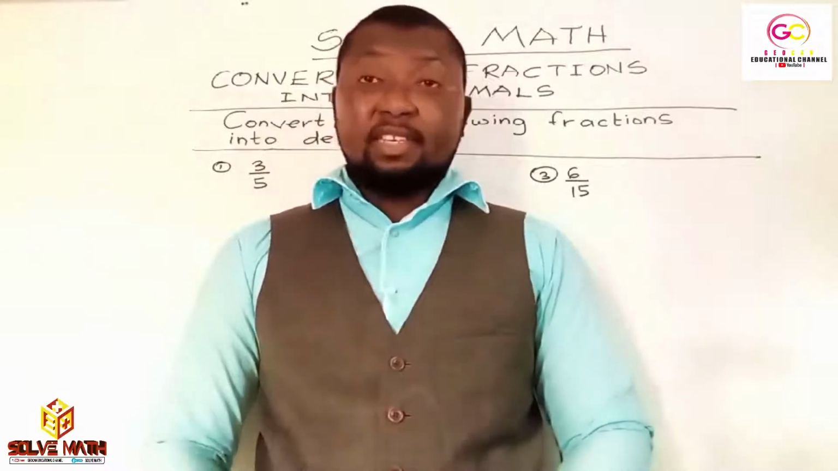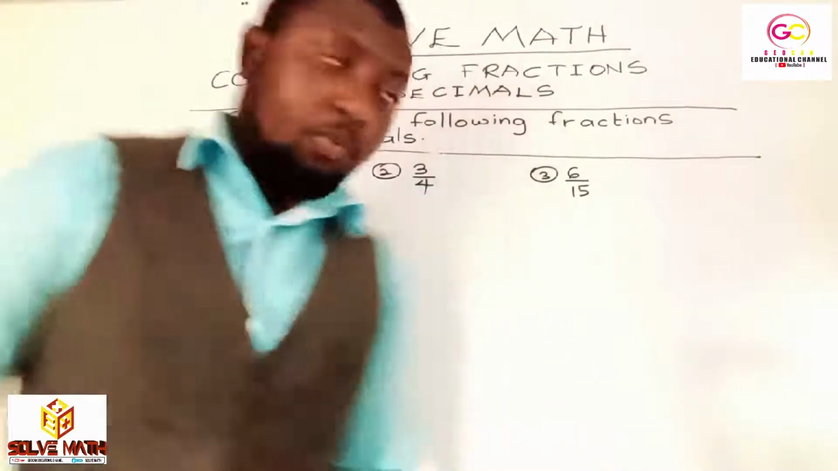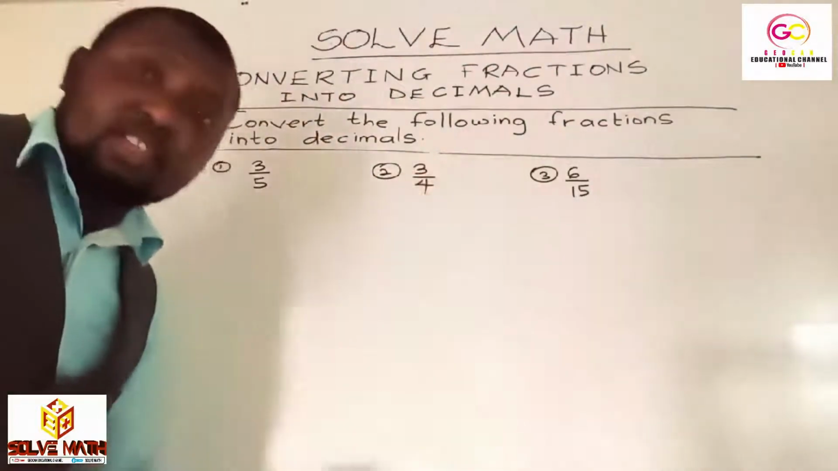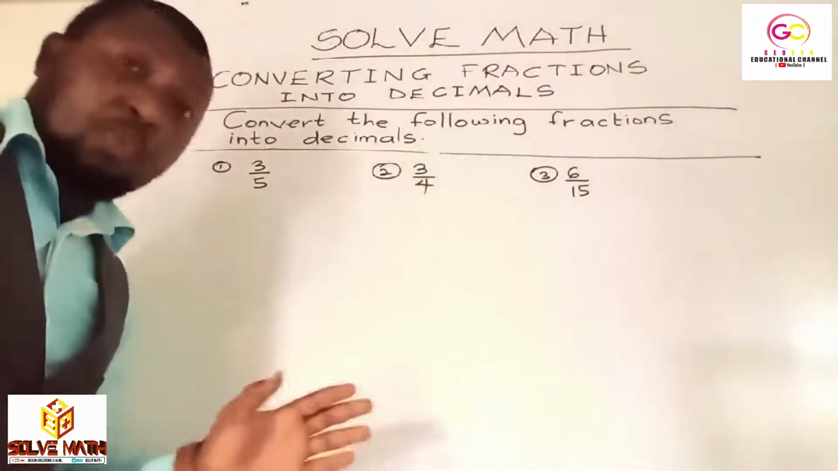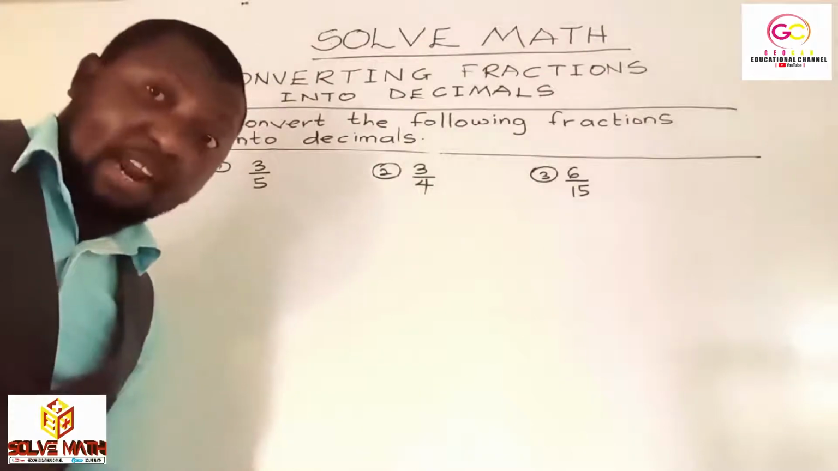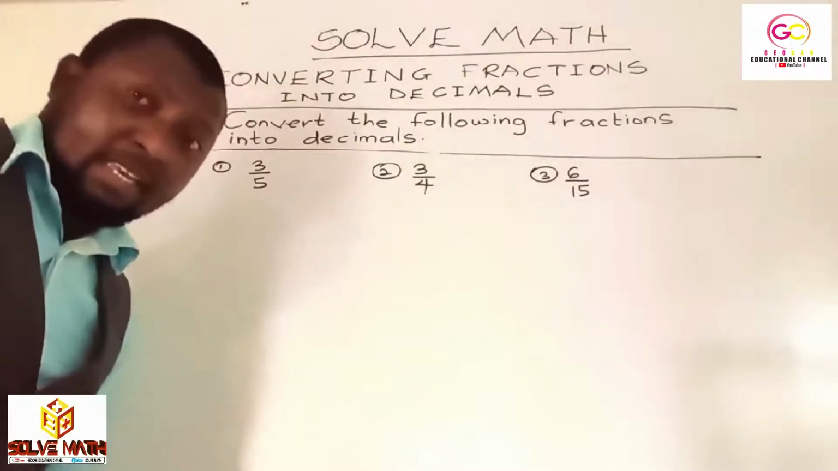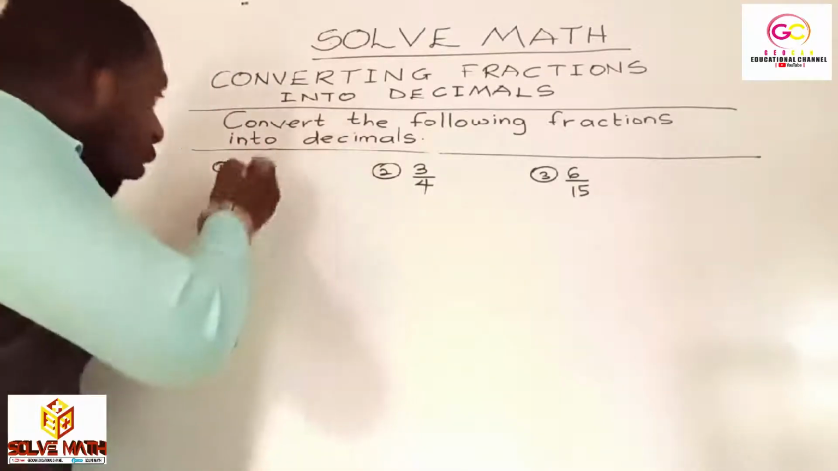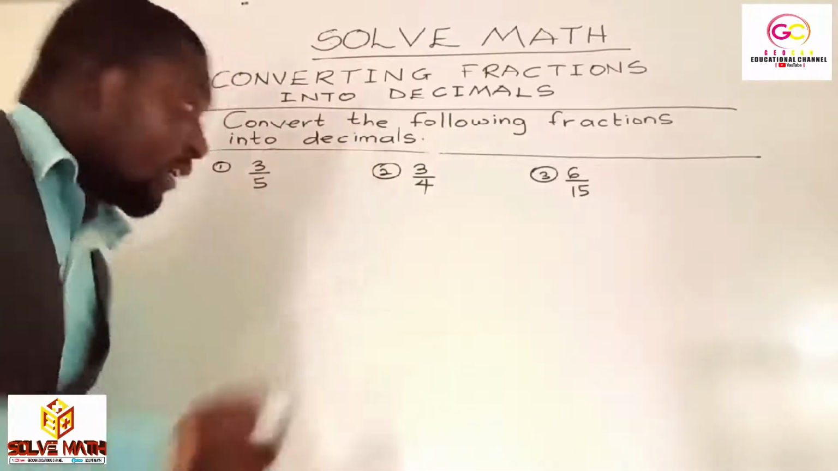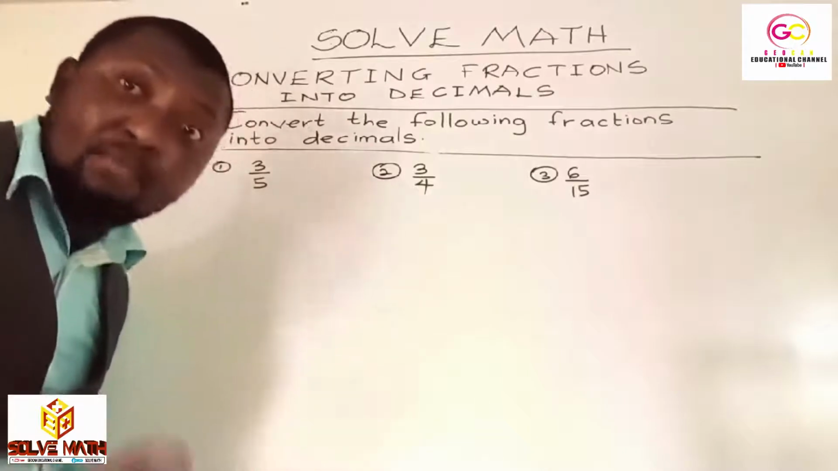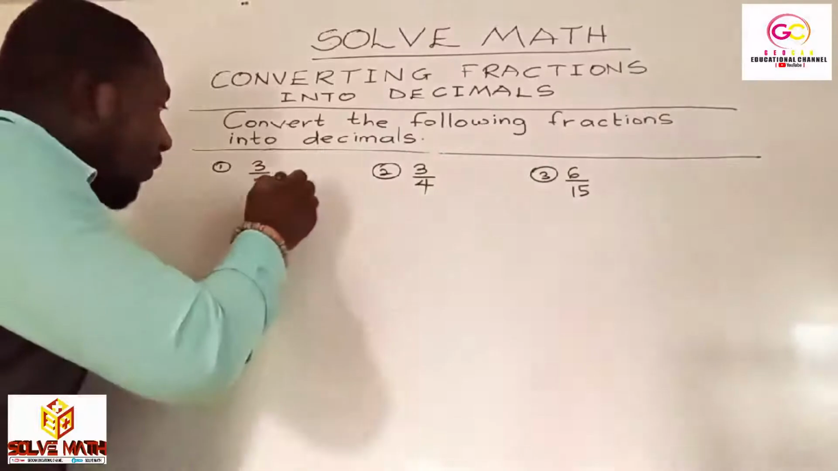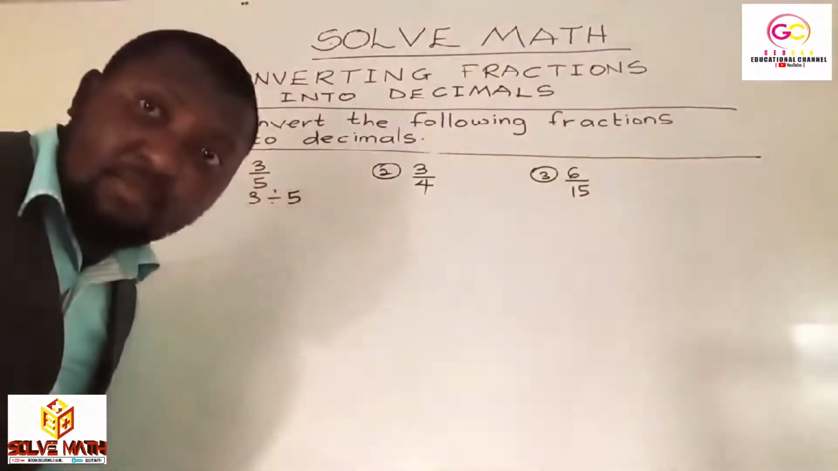Pay critical attention here because math is about rules. Fantastic. Convert the following fractions into decimals. Good. We are using long division here, right? As I said. But please, it's step by step. Now, 3/5. The over sign is the same as division. It's the same as 3 divided by 5. So you write it 3 divided by what? 5. That's the first step.